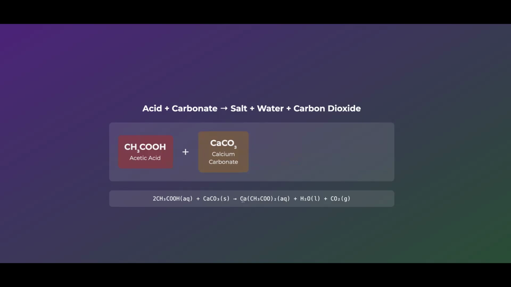In this reaction, the acid reacts with the carbonate. A salt, which is calcium acetate, is formed. Water is produced and carbon dioxide gas is released, causing the fizzing. This reaction has many practical applications.